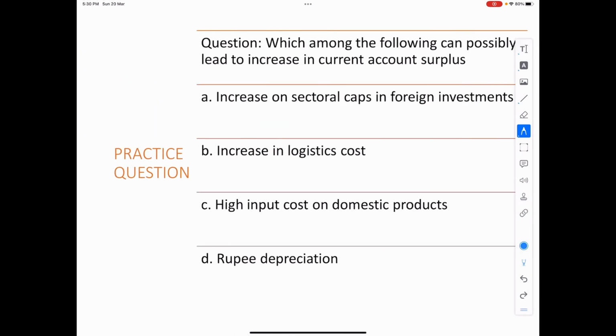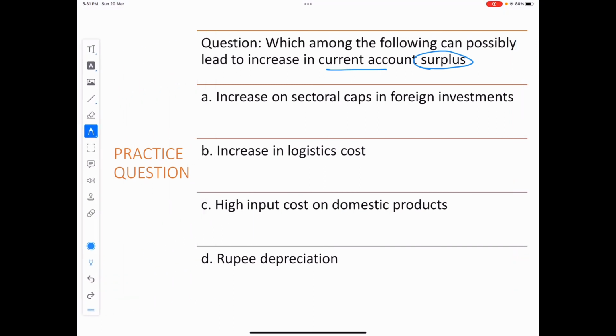Now moving on, this is a practice question. Which among the following can possibly lead to an increase in current account surplus? To find the answer to this question, you should know the meaning of current account, and you should know the meaning of surplus. The options are: increase in sectoral caps in foreign investments, increase in logistics cost, high input cost on domestic products, or rupee depreciation. What is the right answer?